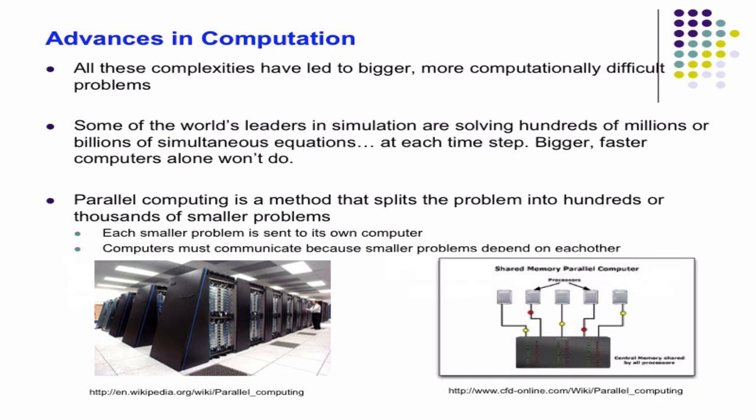This is called distributed memory supercomputing. Distributed memory because each of those blades is like a desktop, which has its own memory, its own RAM, right? Okay.